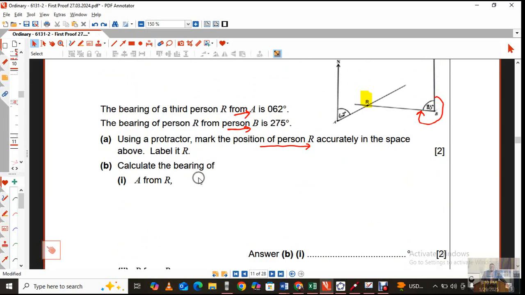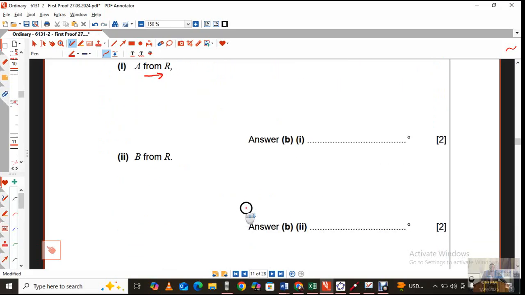There's no construction. There's no protractor. Here you just have to use calculation. The bearing of A from R. And what is the key word that I say? You must always go to what is after the word from. So that means, and I'm going to use my drawing here.